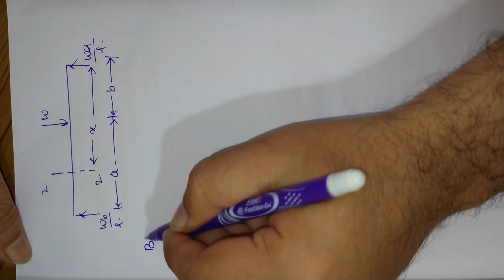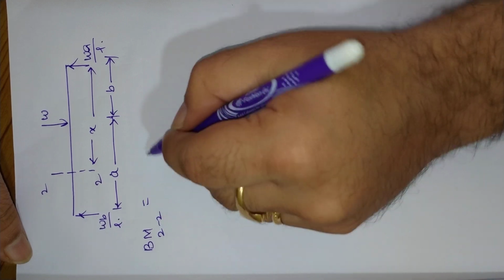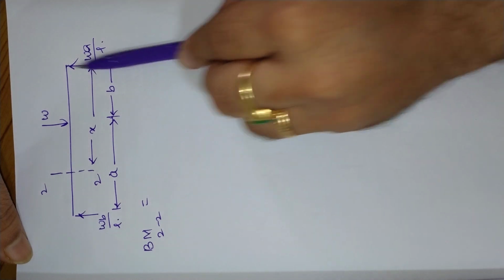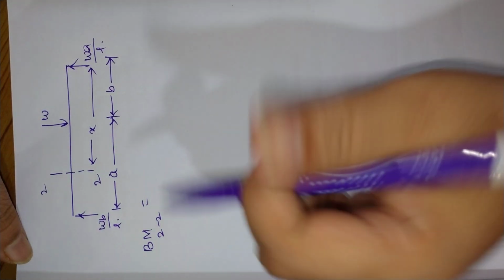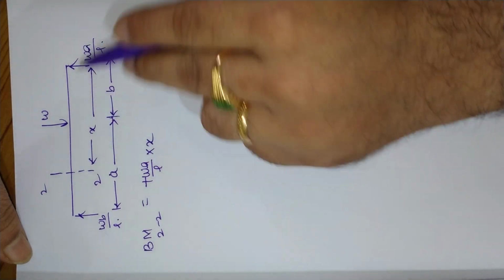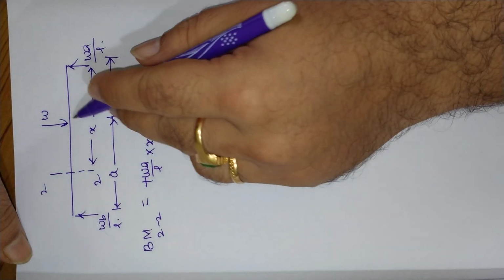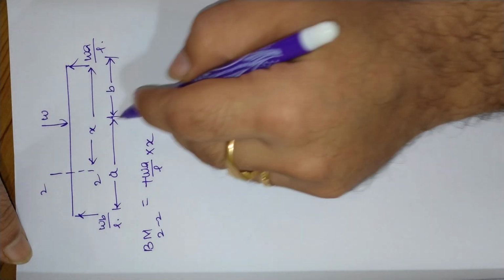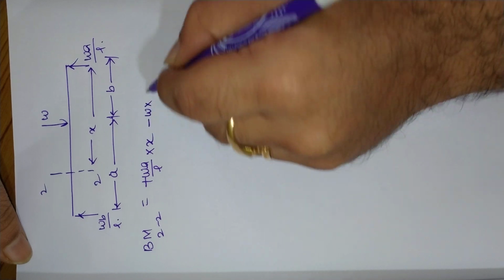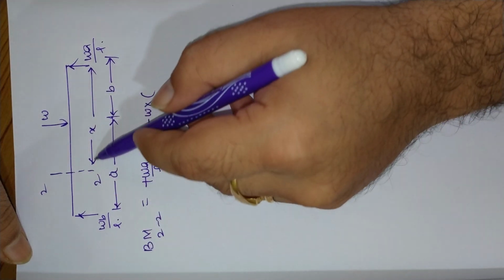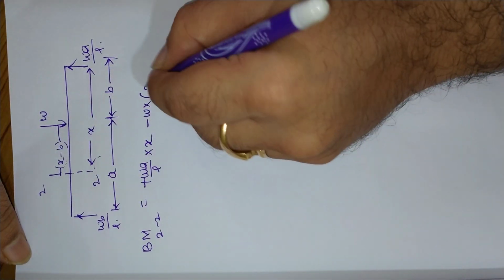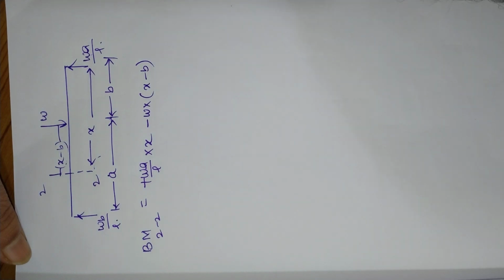Now bending moment at any section 2 and 2 will be equal to, towards right side of the section, WA by L is trying to bend the beam in the upward direction. So it should be taken as positive, plus WA by L multiplied by x. Force multiplied by perpendicular distance. Now this W is pushing the beam in the downward direction, it should be negative. That means it is creating a hogging moment, minus W multiplied by, what will be the distance from here to here? It will be x minus b. This distance is x minus b. So we got one equation.